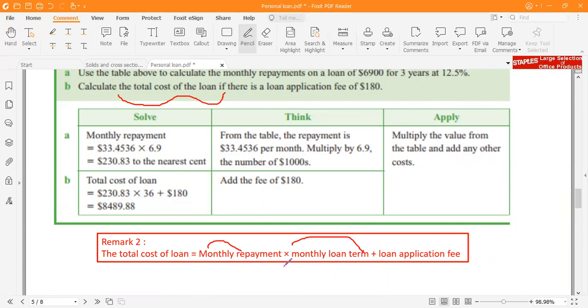So we calculate the total cost of the loan by multiplying the monthly repayment that we computed by the monthly loan term, and we add the loan application fee. For each loan agreement, we need to pay an application fee.